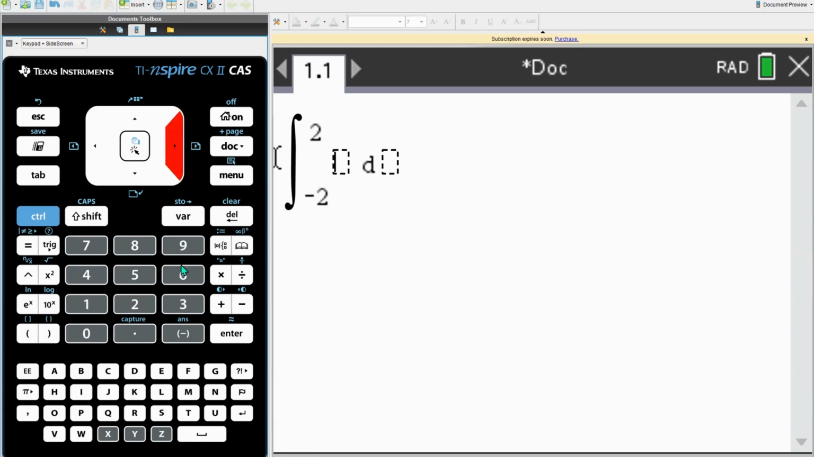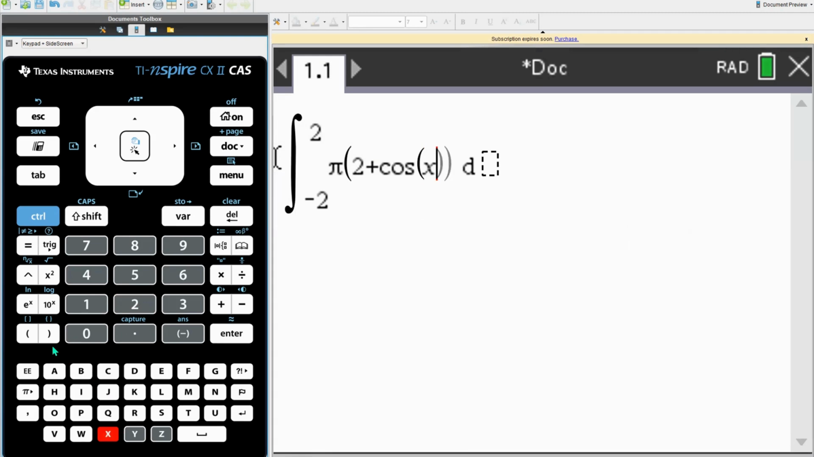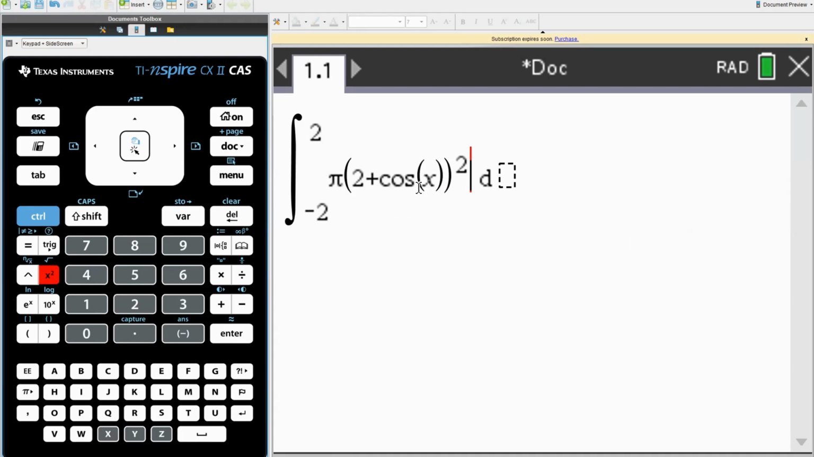and the integrand was that cross-sectional area, pi times that representation of r, which is 2 plus cosine of x, and then that whole expression was squared because the r value, 2 plus cosine x, is squared when we find the cross-sectional area of a circle. Let's go ahead, we'll put in x.